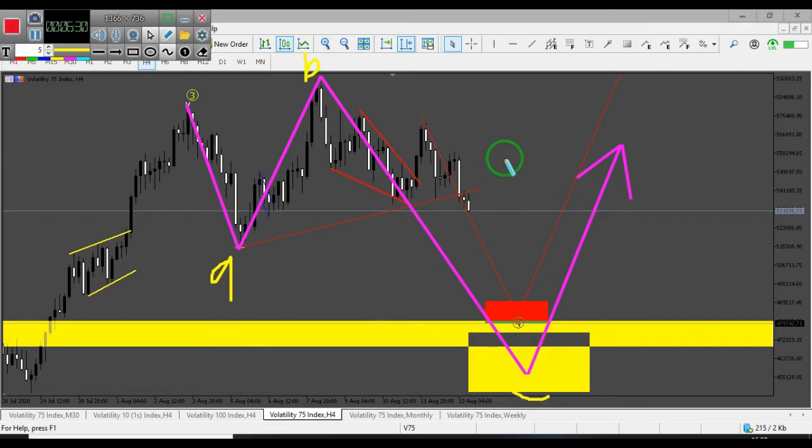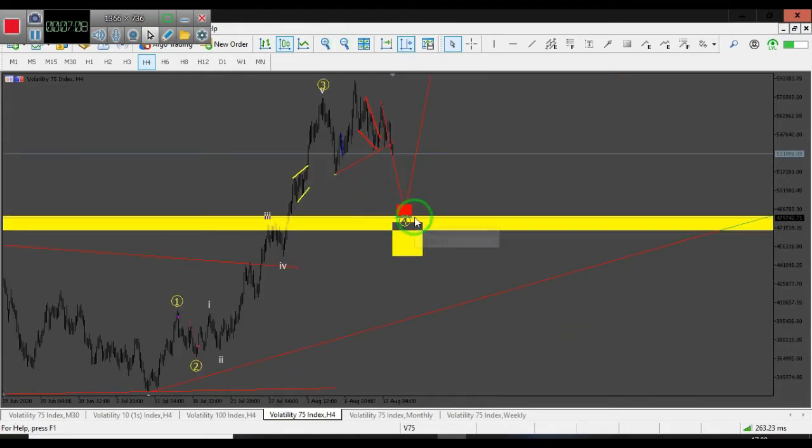So in all the scenarios, what I noticed is that we have our move to the downside to this level. We have a sell move that comes to this level here. In all the scenarios, we have got a sell that comes here. So this is what I expect.